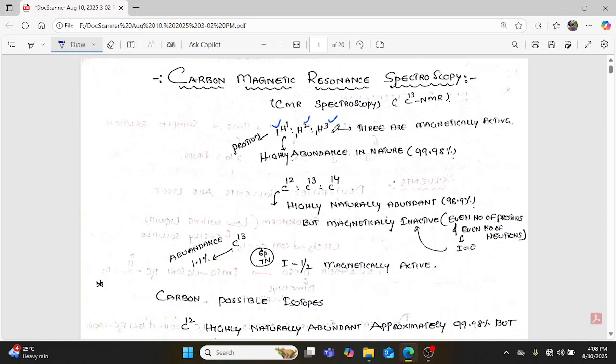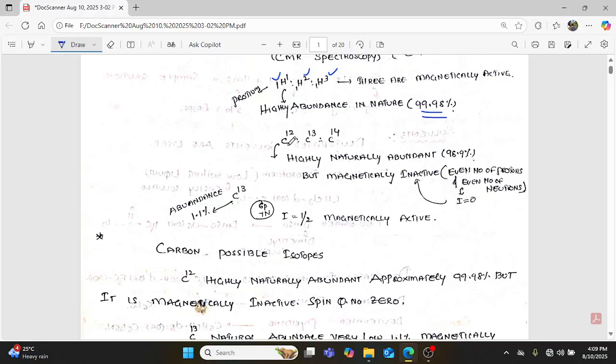Among these three, the highly abundant one is what? 1H1. 99.98 percent we are observing 1H1. That's why the proton NMR peaks are highly intense in nature. The intensity of the peak is very high.